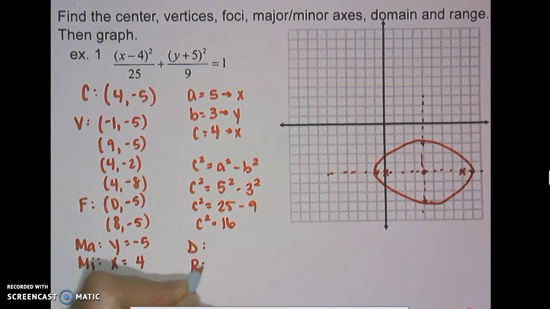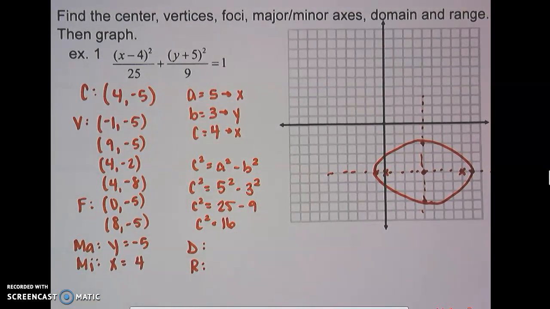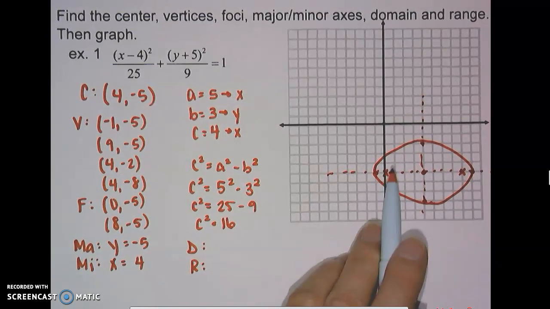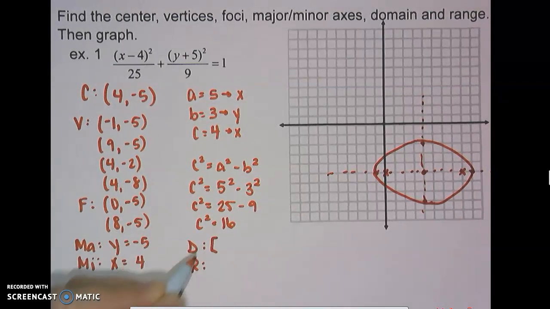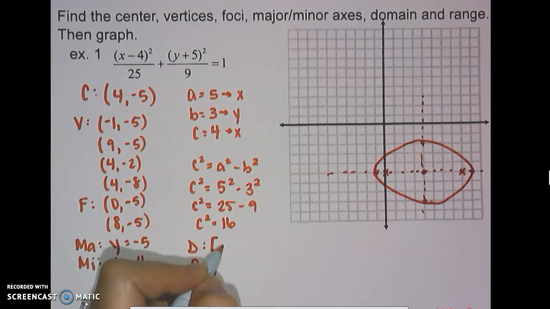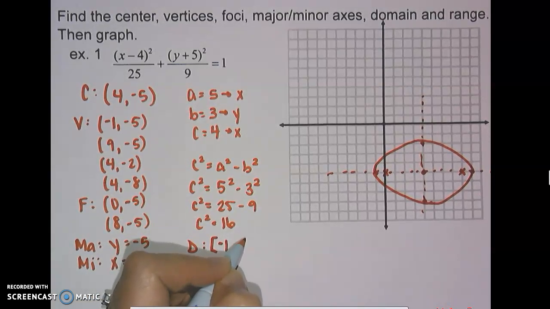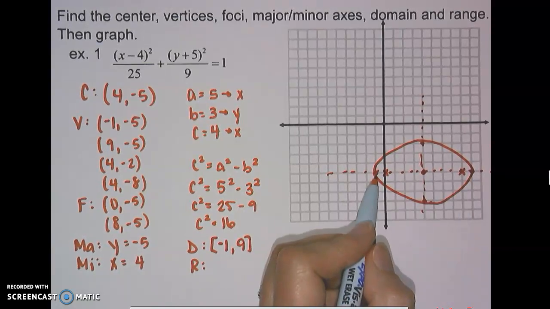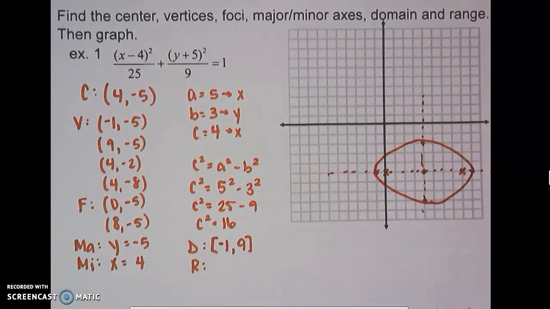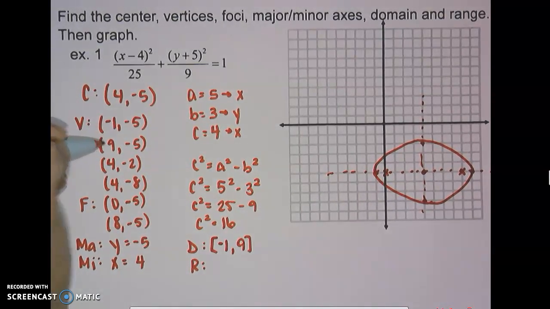Domain and range act exactly the same way that they have in the past. Will these have brackets for everything because everything is contained, or do we need parentheses for infinity symbols here? Well, everything's contained within this ellipse, so your domain and range are going to have brackets. It starts and ends at particular values. So our domain is going to be from -1 to +9. You can either get that here, looking at the smallest and the biggest x values, or you can do that over here with your vertices as well.